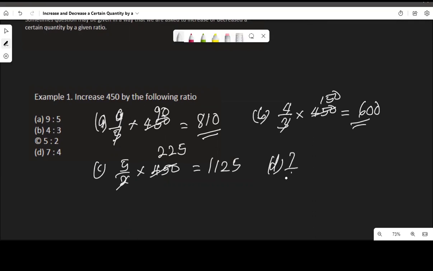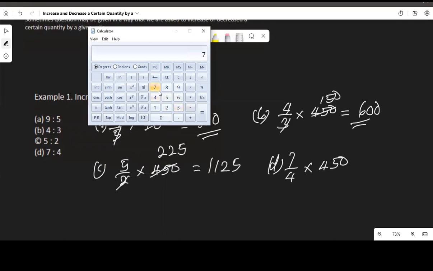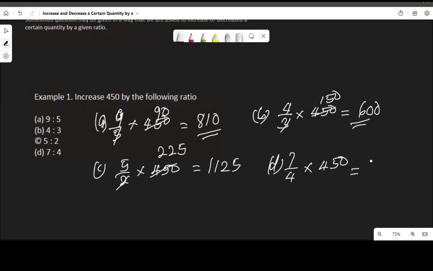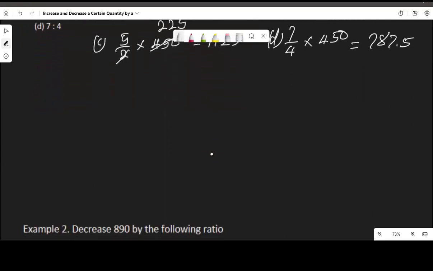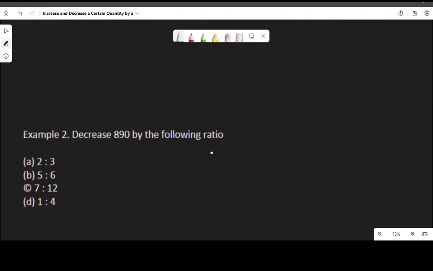Then lastly, 7 to 4. That will be 7 over 4 multiplied by 450. I'll use a calculator to make it faster. 7 times 450, then divided by 4, gives 787.5. 787.5 is the increased value of that quantity based on the ratio given.